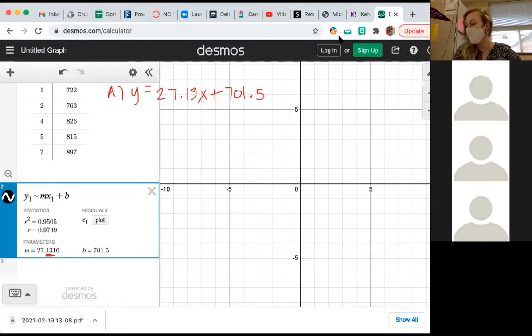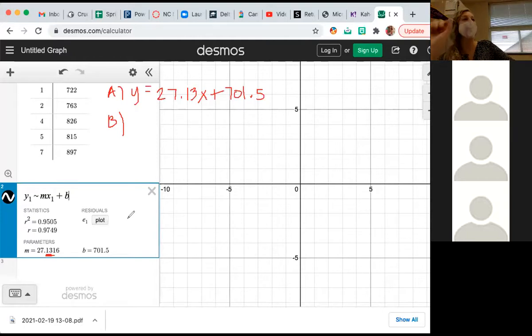All right, part B. Can somebody read to me what B says? Not everybody at once. What does B say? Look at your yellow paper. There we go. Thank you, Amaya. What does part B say? Approximate the correlation coefficient.